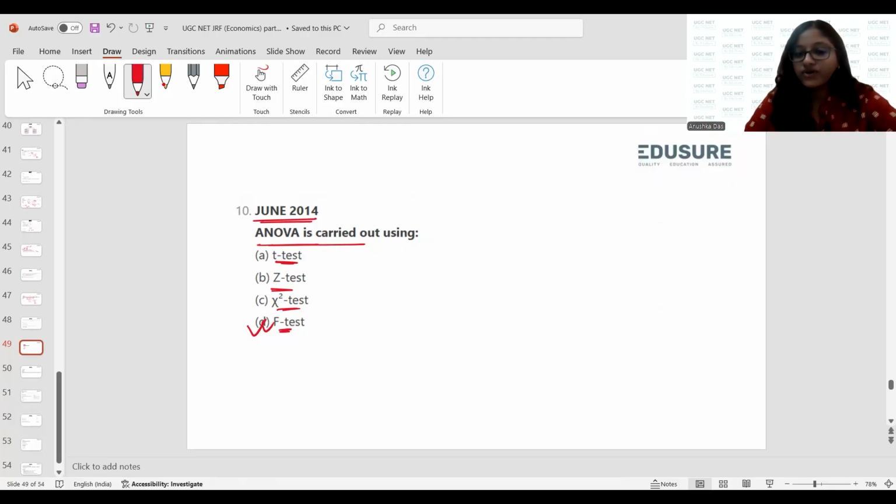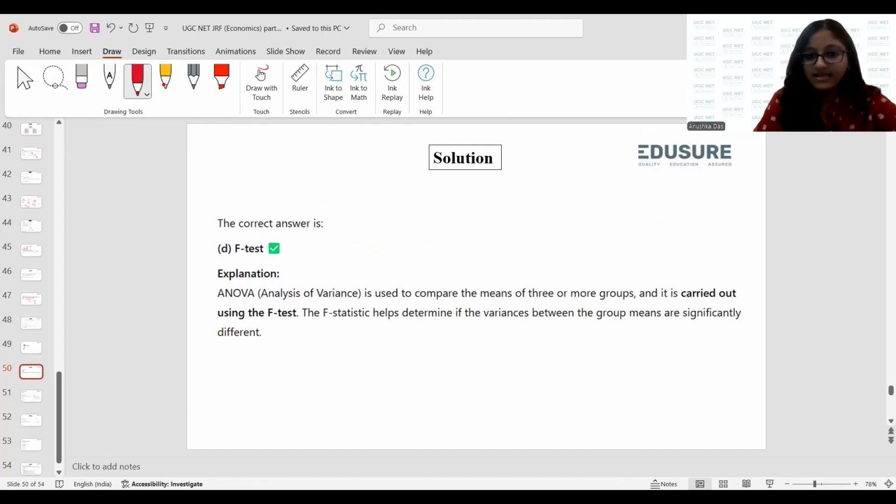F-test is used for ANOVA for comparing means of 3 or more. So D will be the right answer for this question. See here, this is the same thing I have explained. You can take a look at this solution.